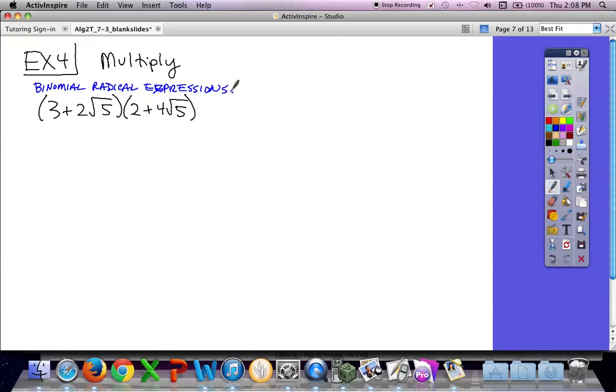Well, how do we normally multiply binomials? Two things times two things. FOIL, right? The FOIL tells us to multiply the first, then the outer, then the inner, then the last. It's a way to make sure we do all the 4 multiplications that are necessary. So we're going to FOIL.